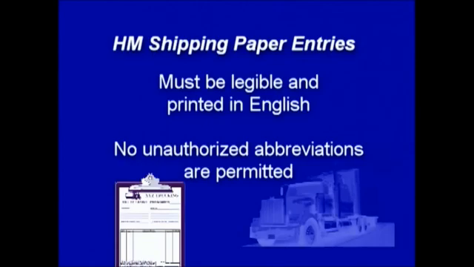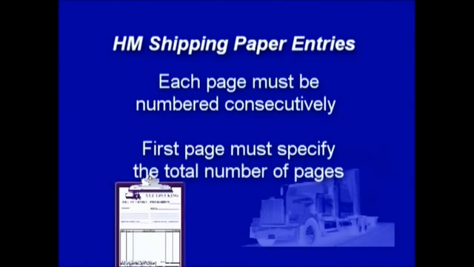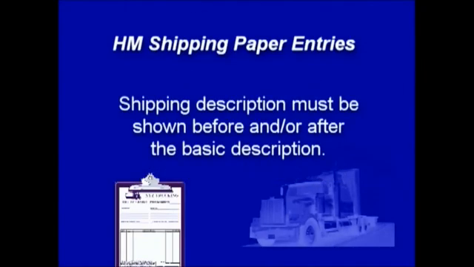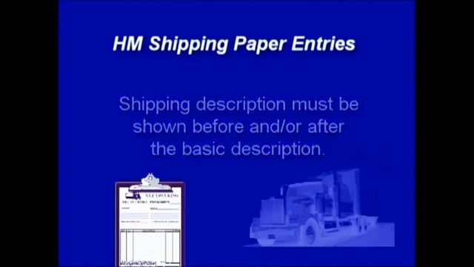A shipping paper must accurately communicate the hazards of the material in the packages and on the transport vehicle. Keep in mind that all shipping paper entries must be legible and printed in English. No unauthorized abbreviations are permitted. And while a shipping document may have more than one page, each page must be numbered consecutively, and the first page must specify the total number of pages. The shipping description must be shown before and/or after the basic description.